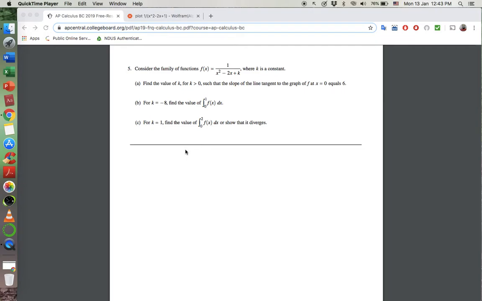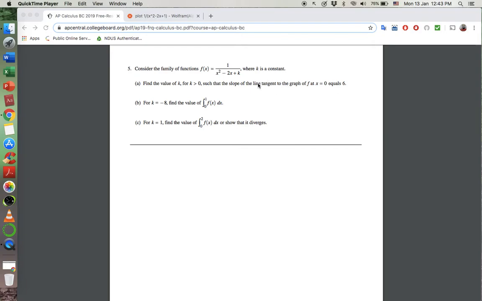In this video, I'm working through number 5 in the 2019 AP Calculus test, form BC. In this question, we're not allowed any calculators. We've got: consider the family of functions f of x equals 1 over x squared minus 2x plus k, where k is a constant. Part A, we're supposed to find the value of k for k greater than 0, such that the slope of the line tangent to the graph of f at x equals 0 equals 6.